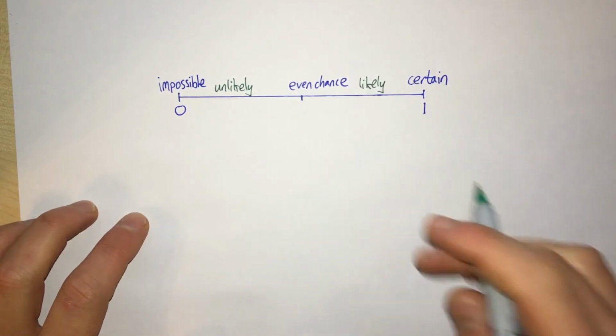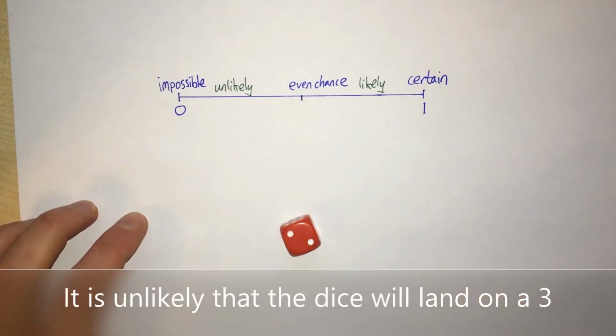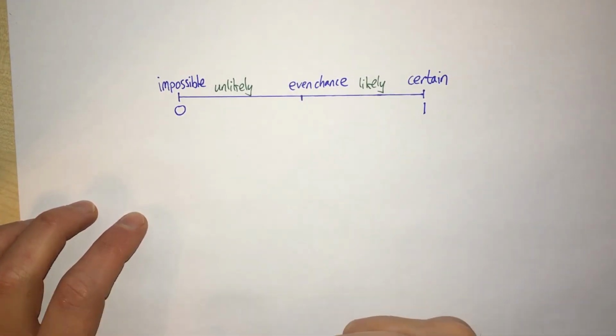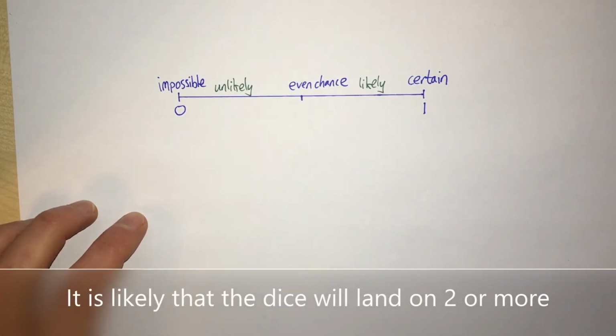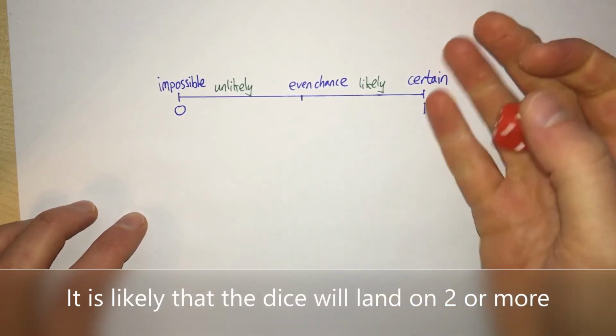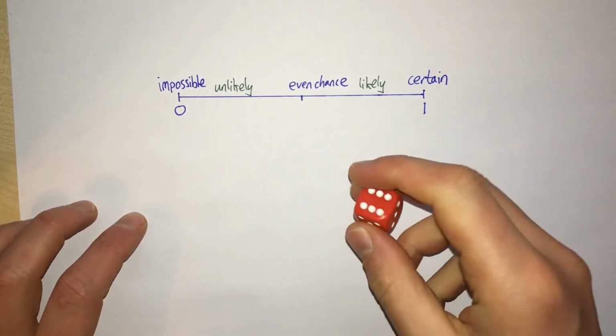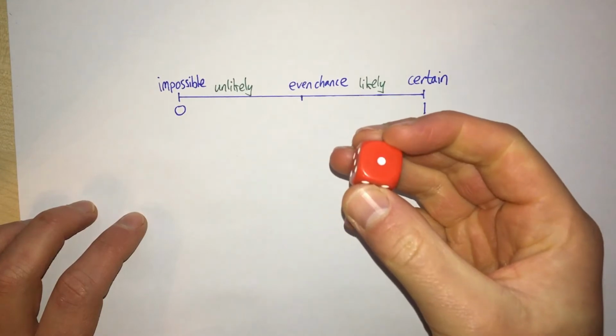For example, an unlikely event could be getting a 3 on the dice. It can happen, but there's only 1 3 on the dice, and there are 6 numbers. A likely event could be rolling a dice and getting a number that is 2 or more. Lots of the numbers on a dice, in fact 5 of them, are 2 or more. So that's likely, but it's not all of the numbers because 1 appears on the dice.